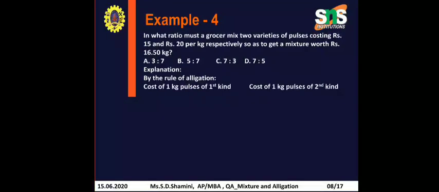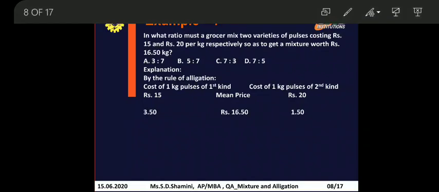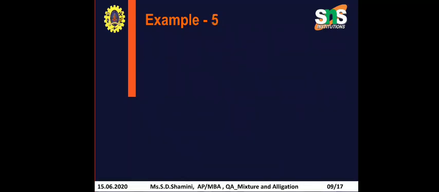So by the rule of alligation, let the cost of 1 kg of pulse of the first kind be on the left hand side, and the cost of 1 kg of pulse of the second kind be on the right hand side. So here the cost is ₹15 and there it is 20, and the mean price is 16.5, which has been given. 20 minus 16.5 gives you 3.5, and 16.5 minus 15 gives 1.5, which is at the bottom right. So the required ratio is 3.5 to 1.5, which gives you 7:3. So the correct answer is option C, 7:3.